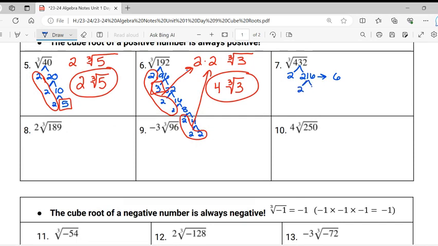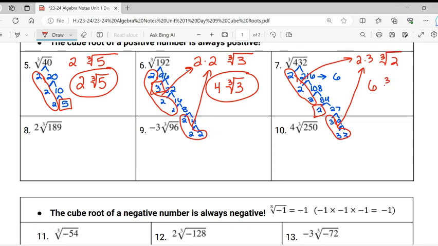If we keep going, we've got 2 and 108, 2 and 54, 2 and 27, 3 and 9, 3 and 3. So we have a set of triplets here, and we have a set of triplets there. So this 2 is going to go outside the radical. This set of 3s will come outside the radical. And this single 2 is going to stay in the radical. And 2 times 3 is 6. And we have the cube root of 2.